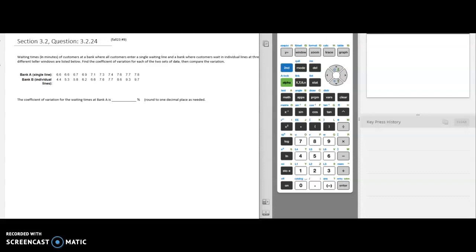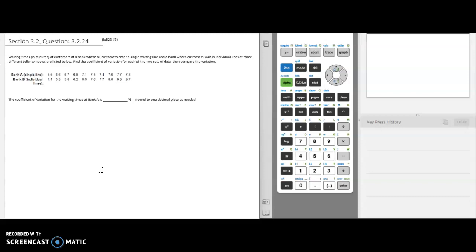Hi, in this video I'm going to go over question 3.2.24 from section 3.2 in fall 2023. It's number 9 in the homework. Here we have listed wait times in minutes of customers at a bank where all the customers enter a single waiting line, and a bank where customers wait in individual lines at 3 different teller windows. So there's bank A, which is the single line bank, and bank B, which has individual lines instead.